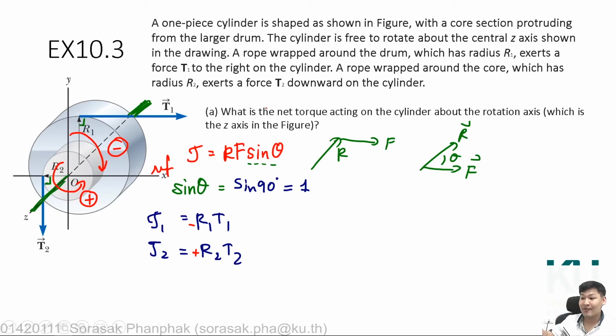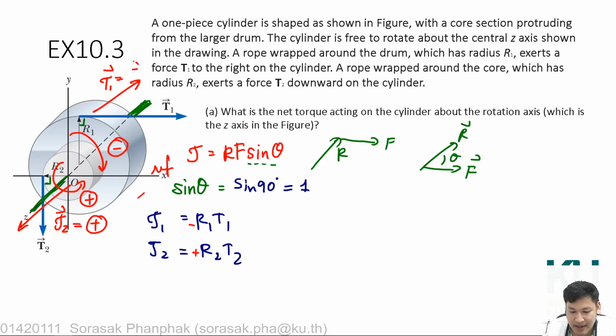But if you use the right hand rule for the torque, you will know that R1 T1 is moving like this, and the direction of torque itself is pointing this direction. This is the torque 1 direction. And how about torque 2? When torque 1 is moving like this, torque 2 wraps another way around like this. So torque 2 is pointing toward this direction, which is plus z direction here. Can you see it? This is torque 2. So torque 2 is plus sign and torque 1 is minus sign.